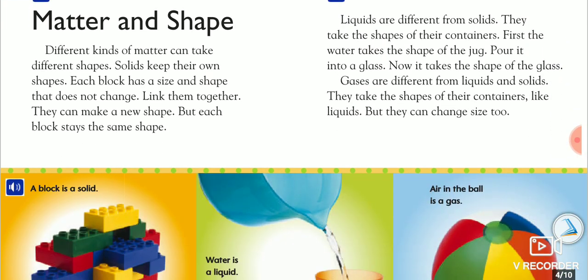Matter and shape. Different kinds of matter can take different shapes. Solids keep their own shapes. Each block has a size and shape that do not change. Link them together. They can make a new shape, but each block stays the same shape.